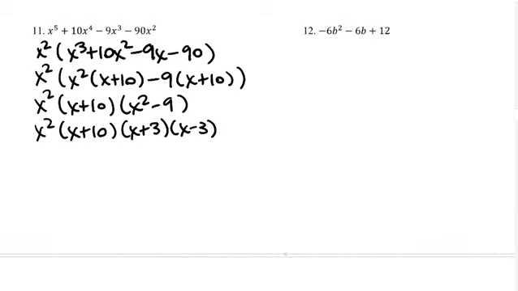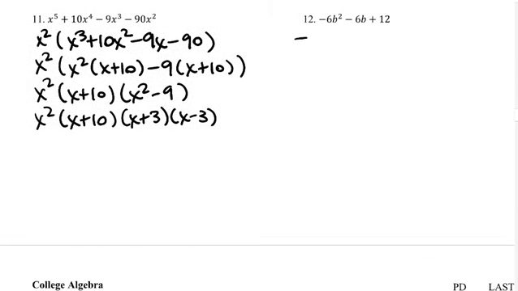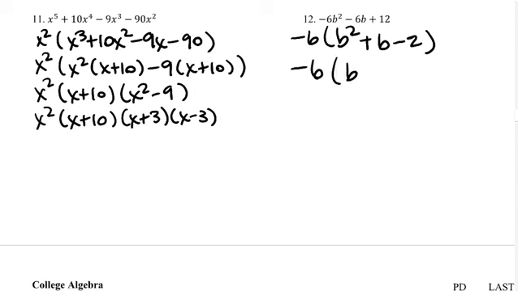Okay, and over here, same thing. I don't like a negative in front, so I'm going to factor it, and I'll have 6b squared. Actually, there's a 6 in common, so I'm factoring out a negative 6. And I'll have b squared plus b minus 2. And then, okay, I know two numbers that multiply to negative 2 and add to positive 1. That'll be positive 2 and negative 1.